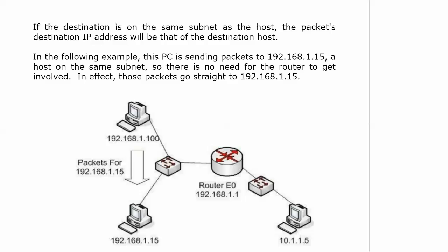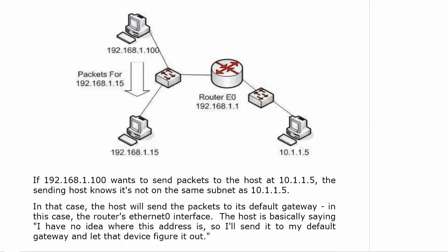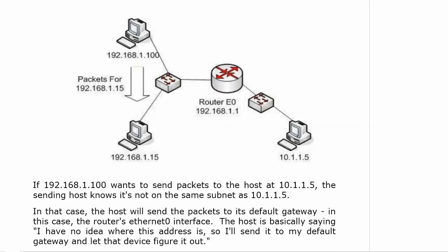There's absolutely no need for the router to get involved. In effect, these packets really go straight to 192.168.1.15. Now, that's all fine and dandy, but what if they're not on the same subnet? Well, at this point, if 192.168.1.100 wants to send packets to the host at 10.1.1.5, the sending host knows darn well it's not on that same subnet. So in this case, the host will send the packets to that default gateway we mentioned earlier.